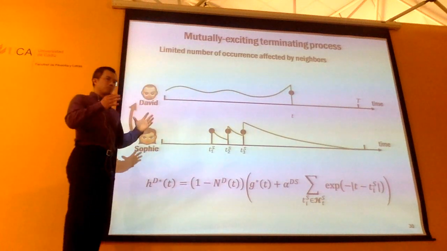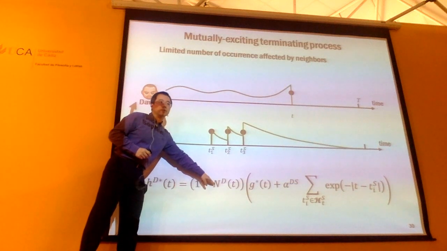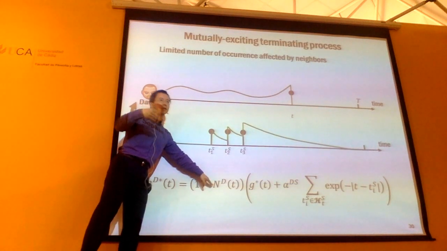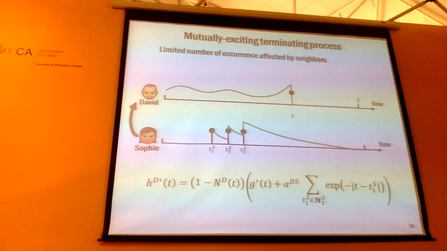And then you will still have this history dependence. Once Davy has purchased a particular product, he is not going to purchase it again, for instance. The intensity is going to look like this. You just sum together the intensities. That's what you get.